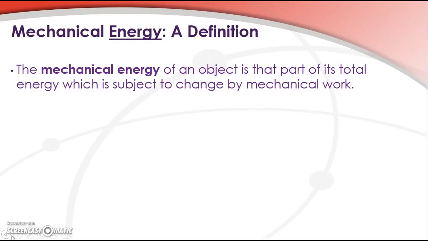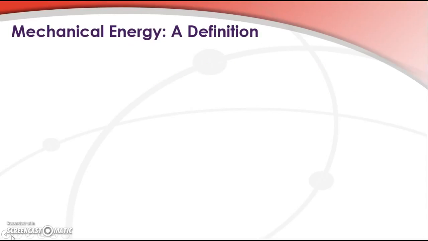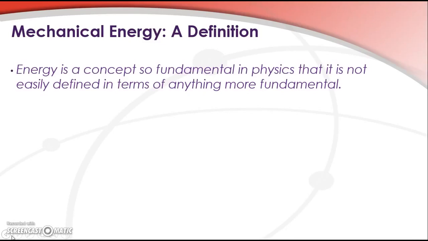So what's energy? Well, mechanical energy associated with an object is the part of its total energy which is subject to change by mechanical work. And of course, this is a somewhat redundant definition, but it leads us to kind of a challenge that we have. Energy is kind of a fundamental concept in physics, and it's kind of hard to define it in terms of anything more fundamental than itself. But we'll take a stab at it today, and I think from a two-pronged approach we can get a pretty good understanding of what energy means.